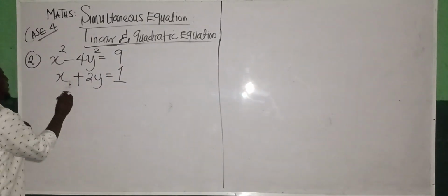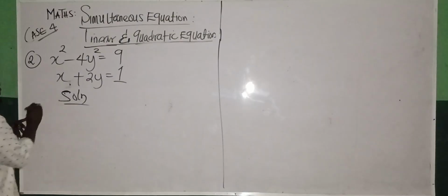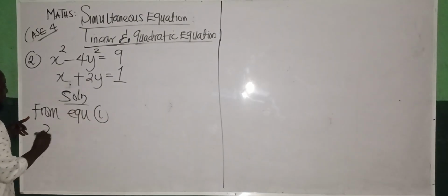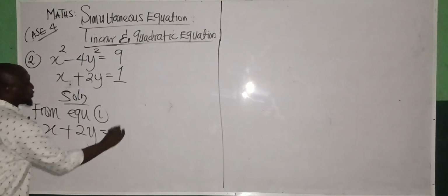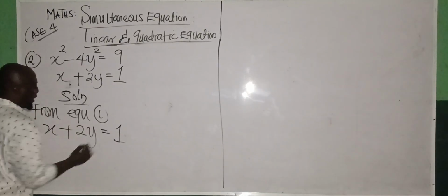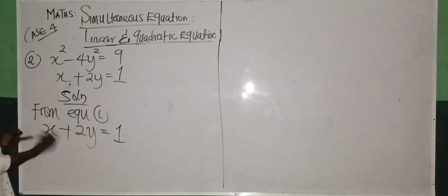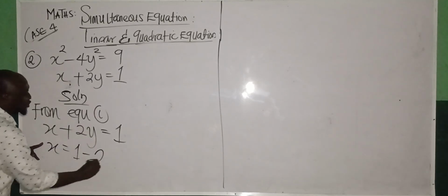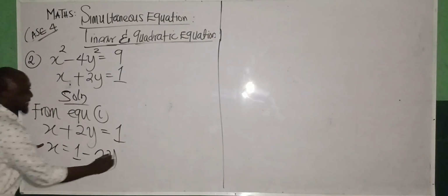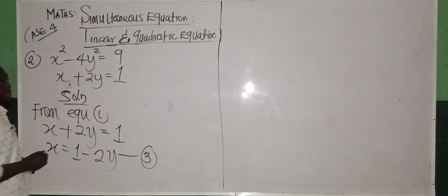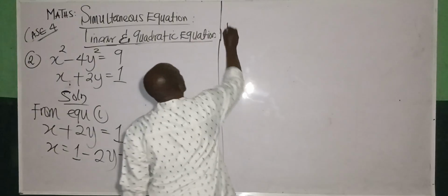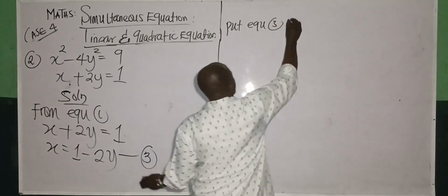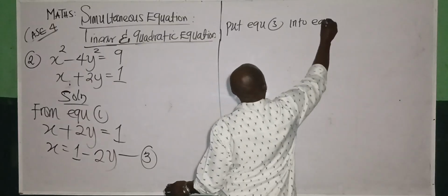So what do I do now? I'll say solution from equation 2. From equation 2, I have that x plus 2y equals 1. So I can make x the subject, because x is without a number, it's easy to make. So x now becomes 1 minus 2y. This becomes my equation 3. So I will now put equation 3, this one, into equation 1.